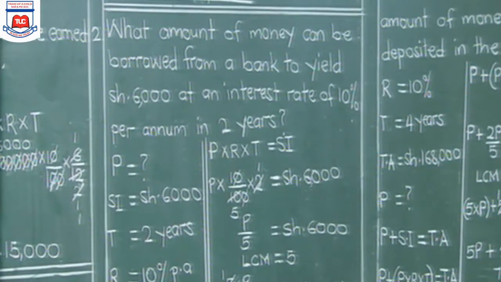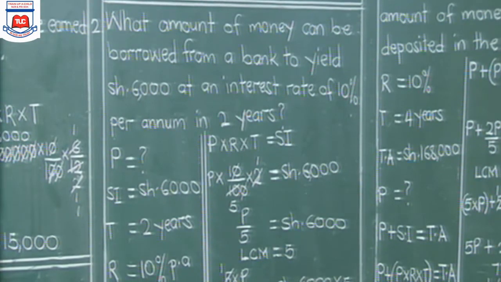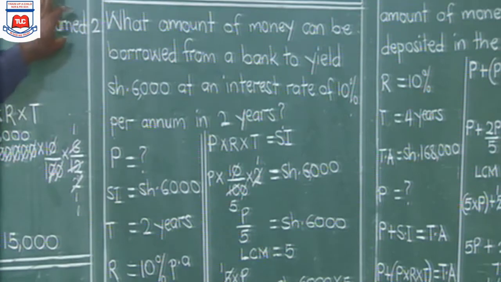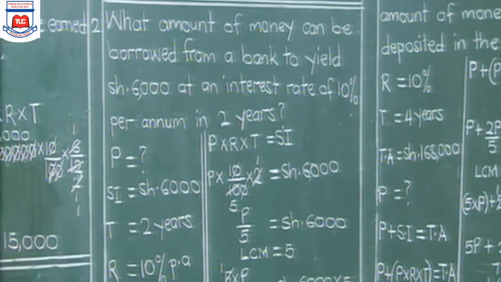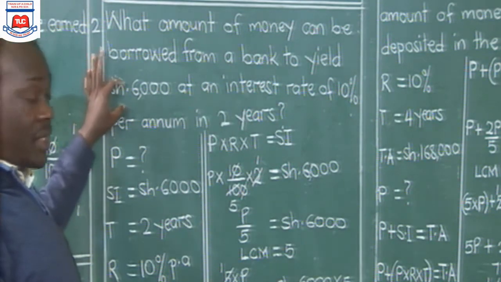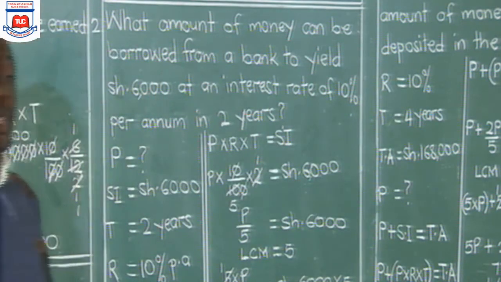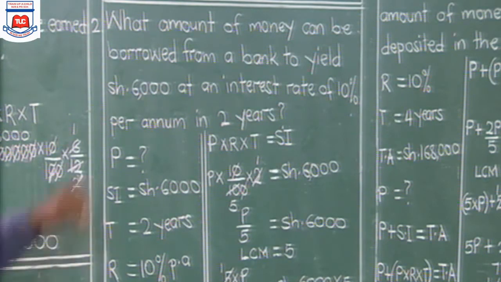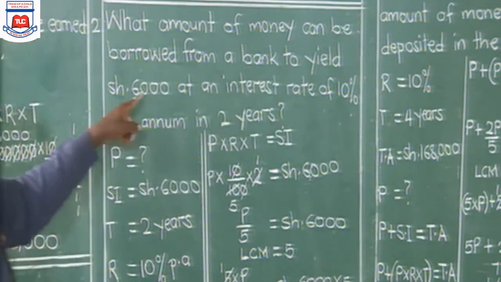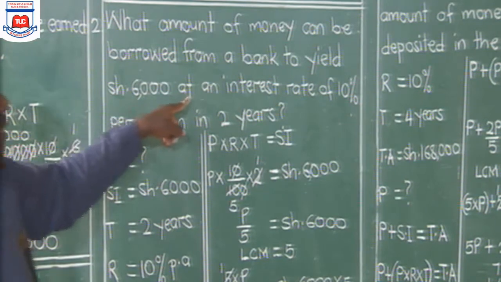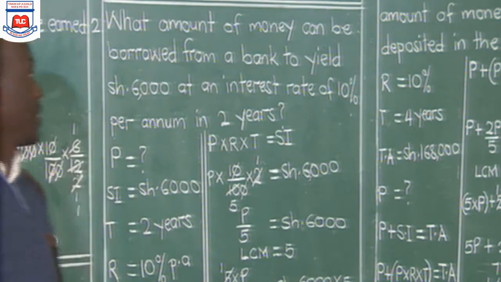Now we are going to find the principal given simple interest, time, and rate of interest. Question 2 reads, what amount of money can be borrowed from the bank to yield 6,000 shillings at an interest rate of 10% per annum in 2 years? Read again. What amount of money can be borrowed from a bank to yield 6,000 shillings at an interest rate of 10% per annum in 2 years?